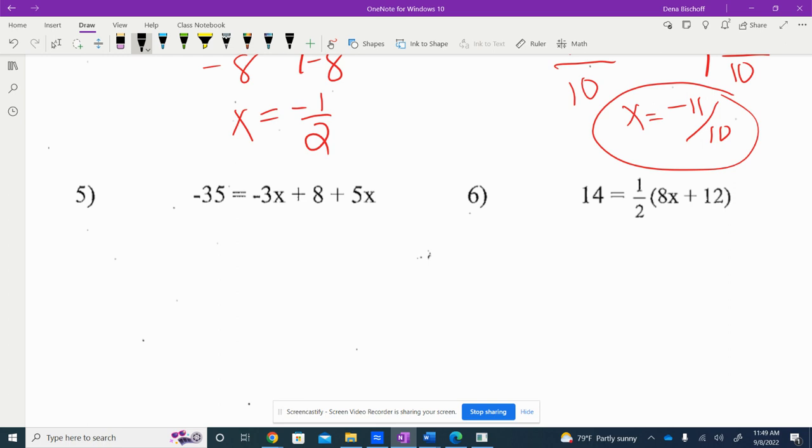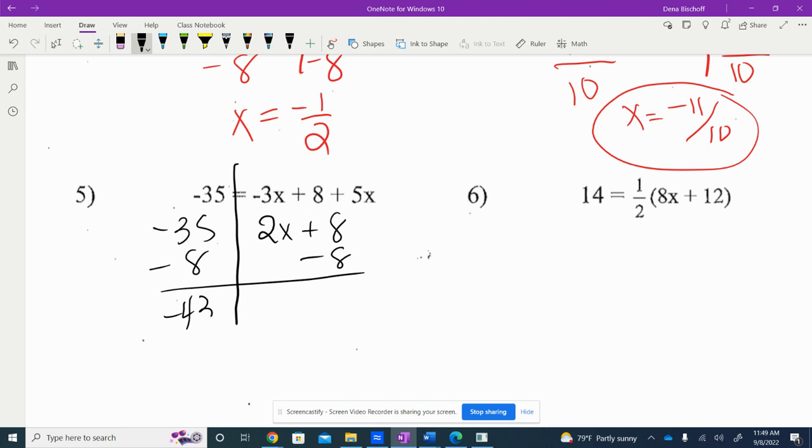So can we leave it like that? Yeah, we can, because it's a reduced fraction. So subtract 8 from both sides. Negative 43 equals 2x. Divide by 2.